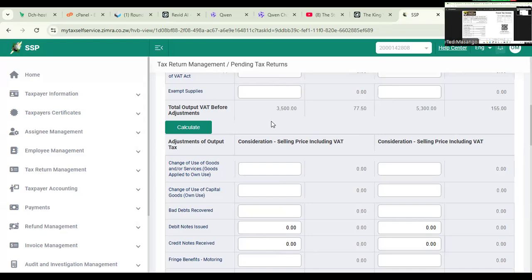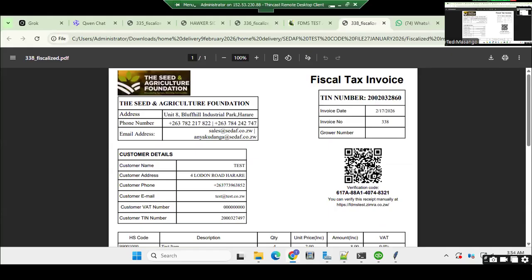So it should be something like this with a QR code. This QR code, when you scan it, is already linked to the Zimra fiscalization system. So when you scan it, you can find that invoice in the Zimra system. So if you are to claim any input VAT, you must have a fiscalized tax invoice. You're not just claiming from nowhere. So that's very much fundamental.